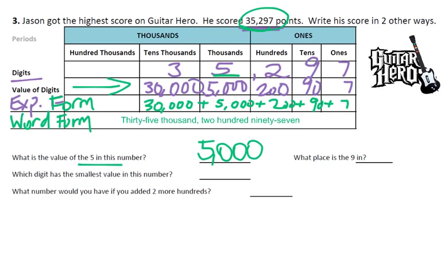Then it asks me, what place is the 9 in? And I can look right up at my chart, and I see my 9. It's right there in the tens place.